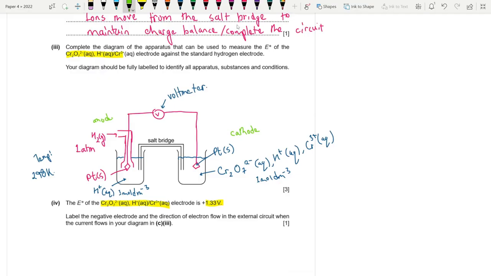So we know that electrons will move away from the negative side towards the positive side. Since the cathode is positive, electrons will flow towards this side. So this is the movement, and we need to label the negative electrode. So this side is the negative electrode, the standard hydrogen electrode. Is that fine, guys? Okay, let's move on.